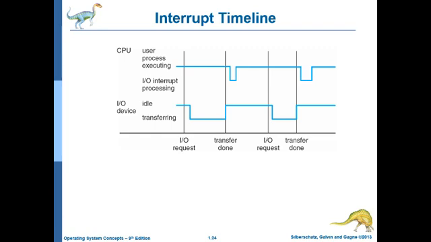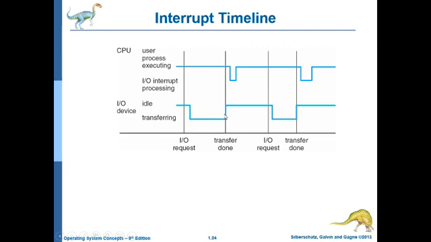So here in this example, you see that there is an IO device, and it wants to have some IO request. So it sends a request to the CPU in the form of an interrupt. Before that interrupt, it was idle, not doing anything. Now it is transferring, so it has an interrupt of transferring the data. This IO device starts transferring the data, and after some time the transfer is done.